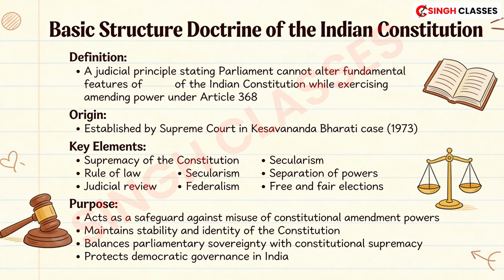Some elements considered part of the basic structure include supremacy of the Constitution, rule of law, judicial review, secularism, federalism, separation of powers, and free and fair elections. This doctrine acts as a safeguard against misuse of constitutional amendment powers. It preserves the identity and stability of the Constitution while allowing necessary reforms. Thus, it balances parliamentary sovereignty with constitutional supremacy and protects democratic governance in India.